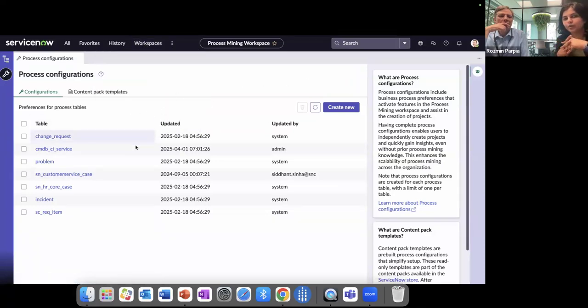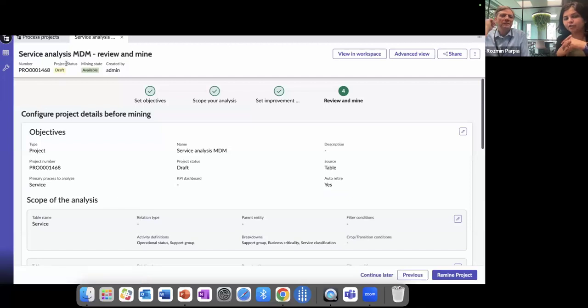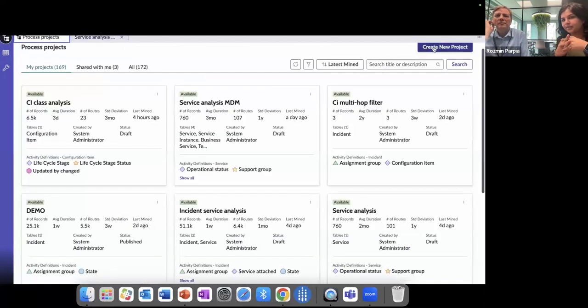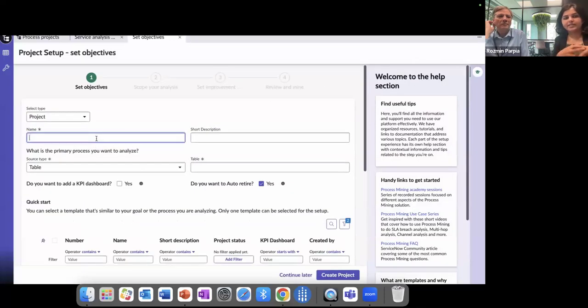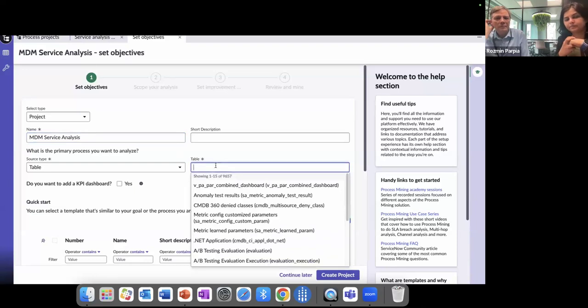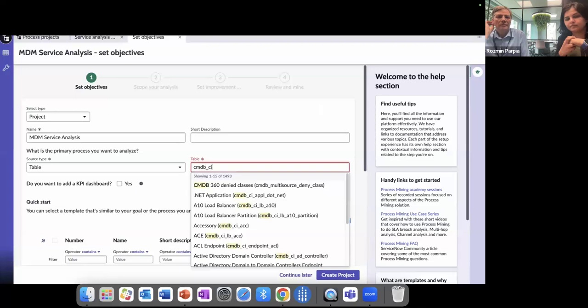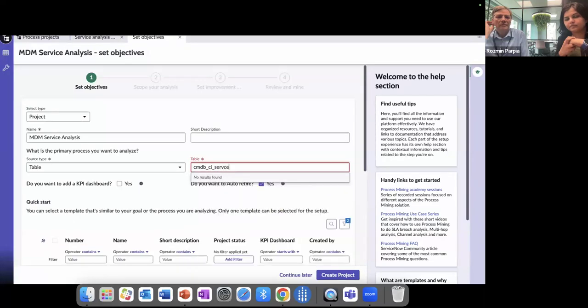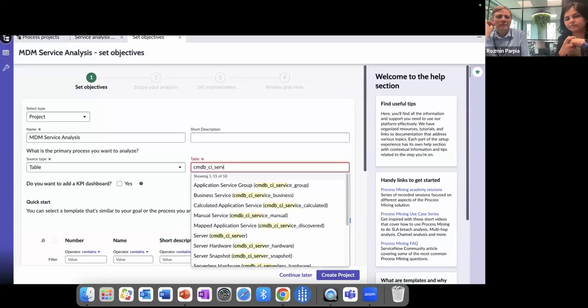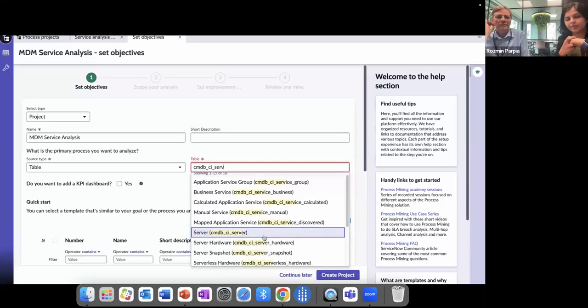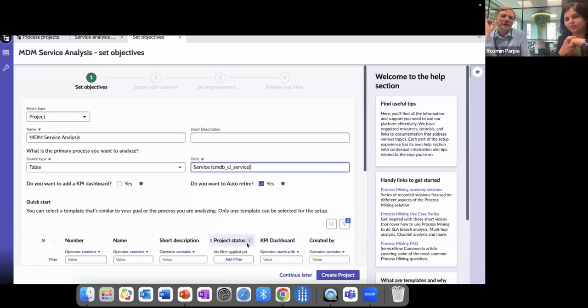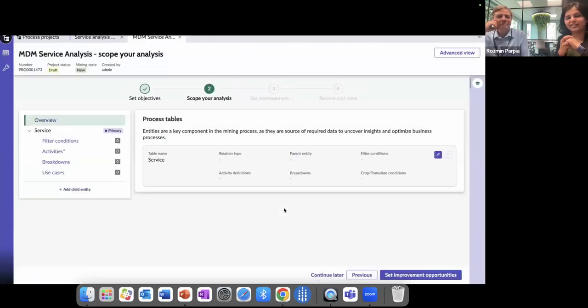So go to your process mining workspace and create a new project where you're going to mine the service table. So this is also nice and easy. You can just name it whatever you like, and then point it to the right table, which in this case is the service table. Yeah, so server comes up, but I think that's the one. Yeah, and then you create a project.